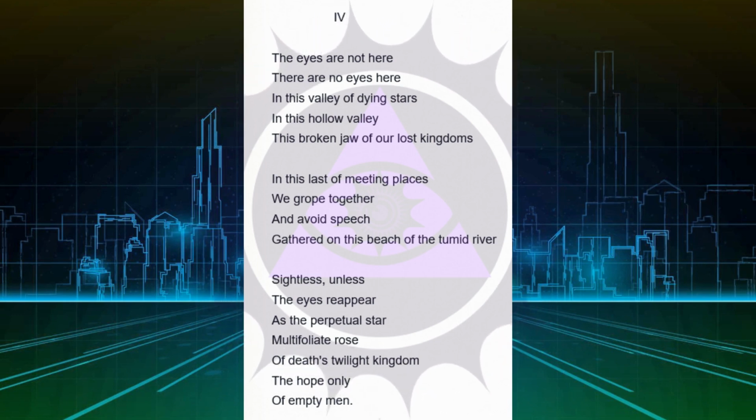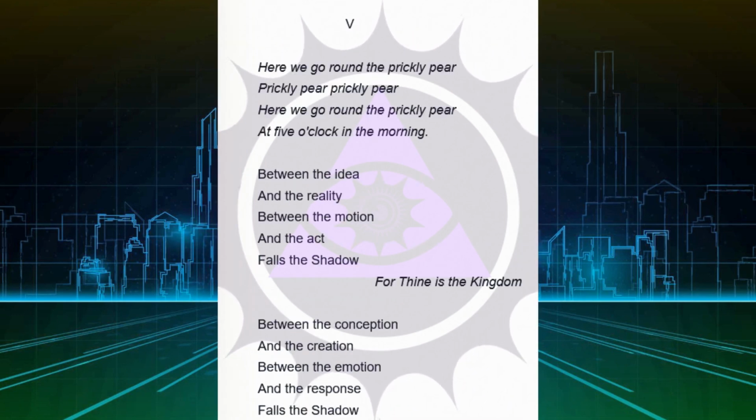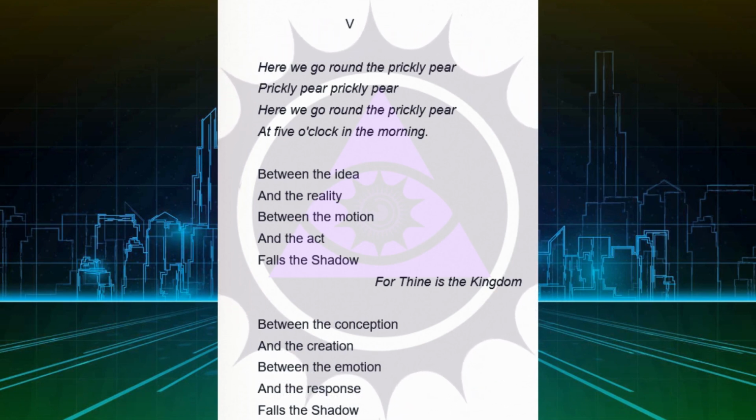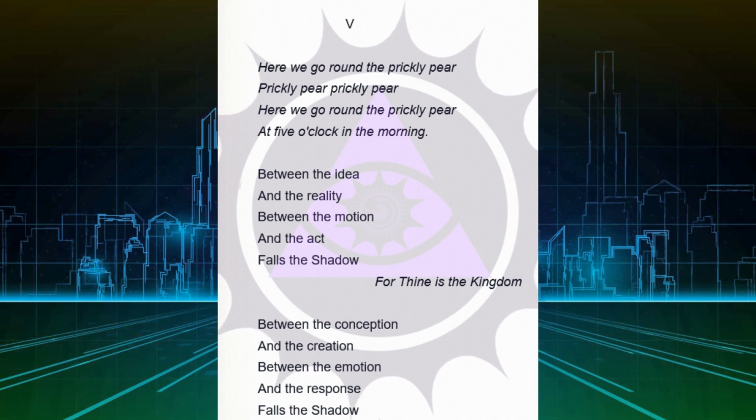Gathered on this beach of the tumid river. Sightless, unless the eyes reappear. As the perpetual star. Multifoliate rose. Of death's twilight kingdom. The hope only. Of empty men. Here we go round the prickly pear. Prickly pear, prickly pear. Here we go round the prickly pear.